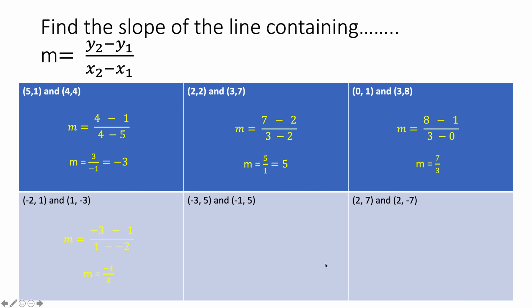Okay, so when I subtract the y's, I get 5 minus 5 over negative 1 minus negative 3, which is 0 over 2, which is 0. So that's a slope of 0. Okay, let's try the last one, 2, 7, comma 2, negative 7. Go ahead.